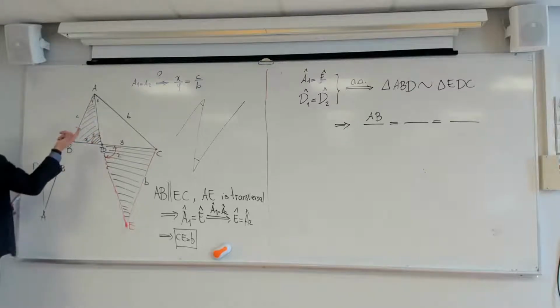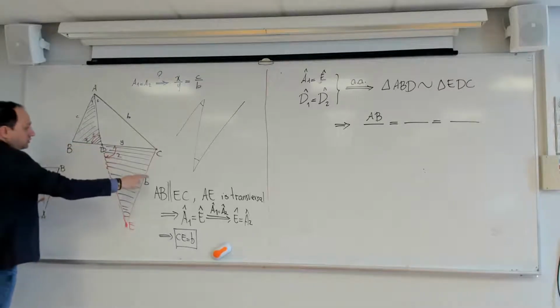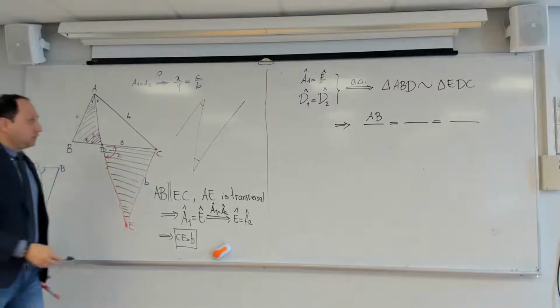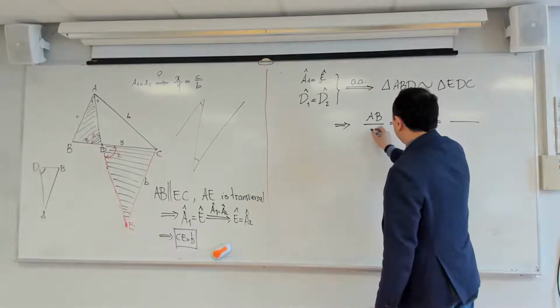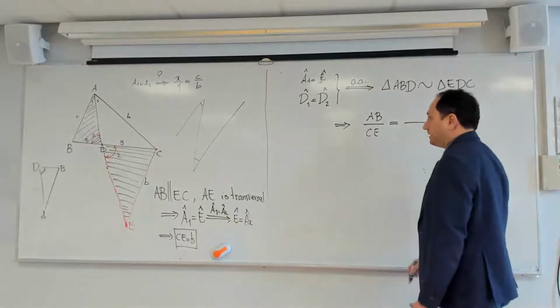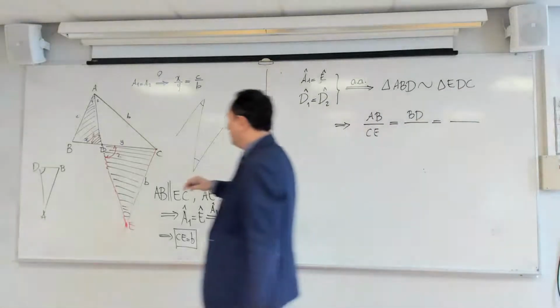Another way is that C is opposite to D1, D1 is equal to D2, and opposite to D2 is B. So that's also one way. Now I see it: AB over CE. Okay, if I write BD from the smaller one, what should I write below it?